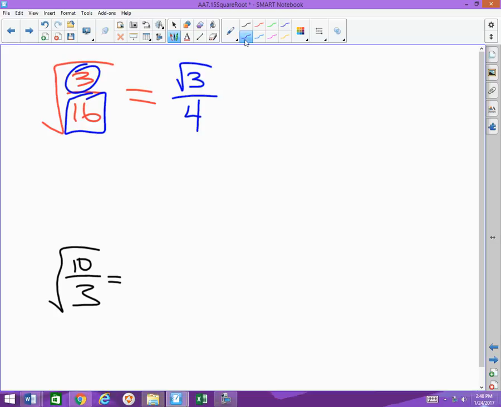It's simplified. Looking at this one here, is there a square root for 10? No, so we'll leave it as square root of 10. Is there a square root for 3? No, so it's square root of 3. Well, now we don't have a fraction underneath the square root, but we do have a square root in the denominator. So we have to get rid of that.